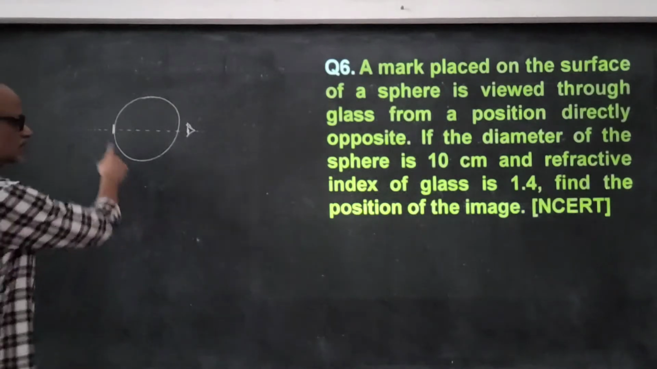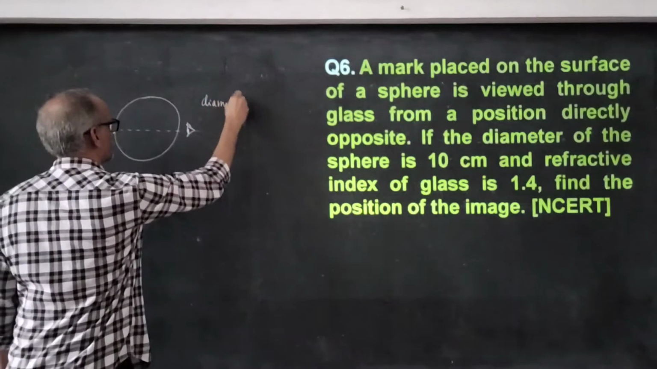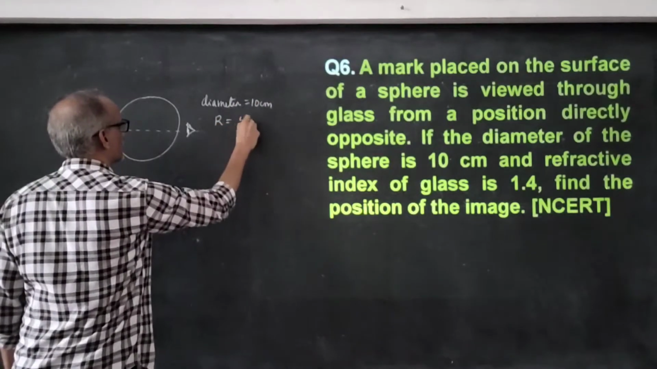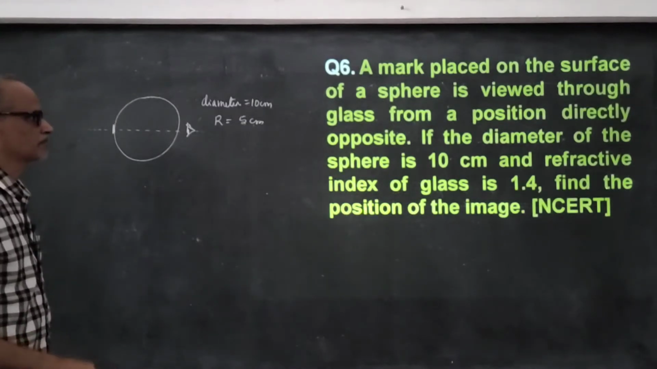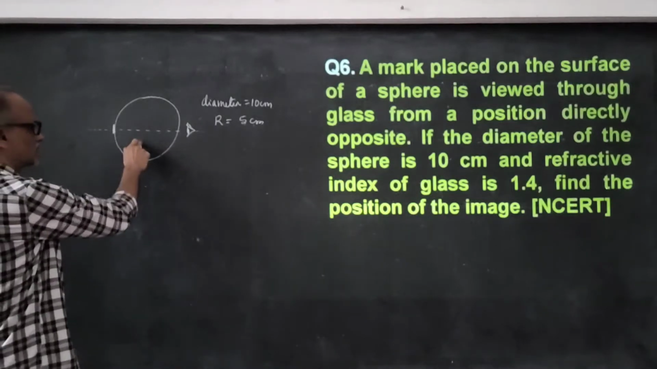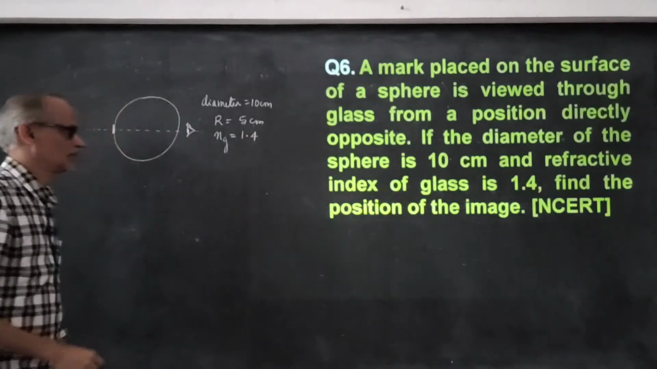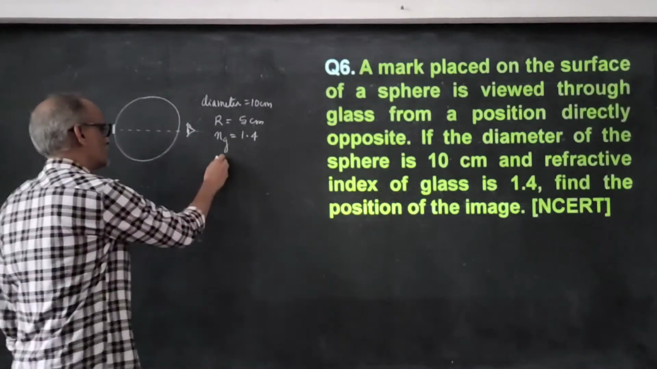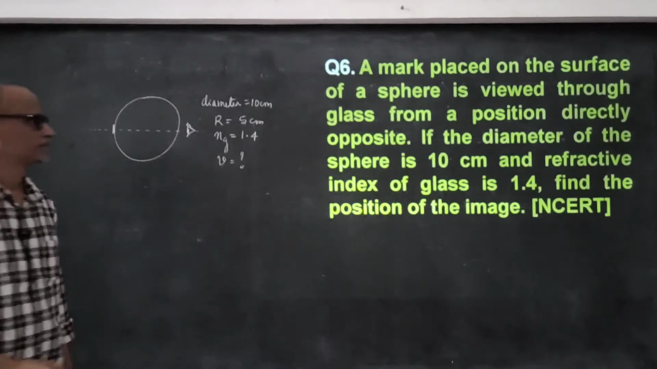If the diameter of the sphere is 10 centimeter, so radius is 5 centimeter. Later we will apply the sign convention. And the refractive index of the glass here is 1.4. Find the position of the image. So, we have to find basically the image distance, which is v. So, this is the question.